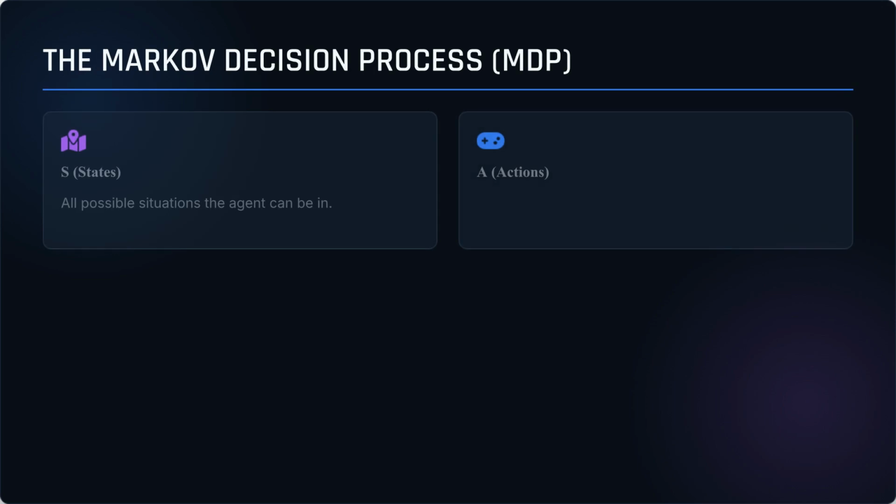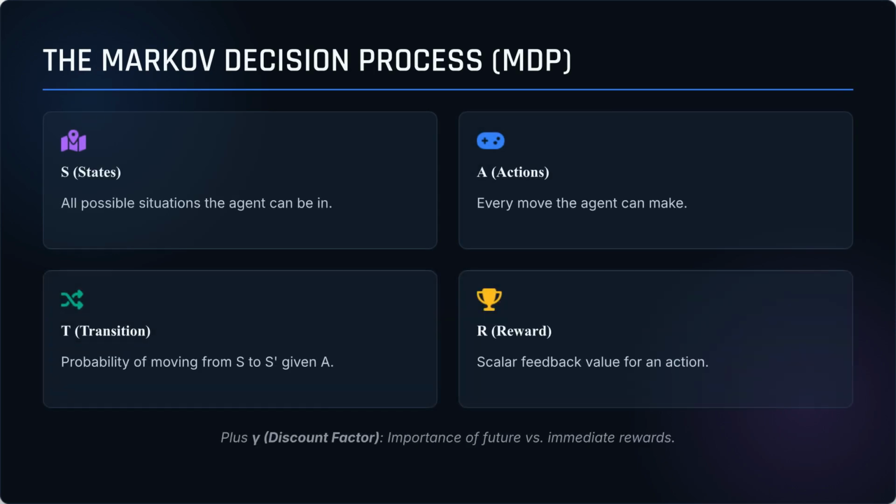The foundation of most RL problems is the Markov decision process, or MDP. It is defined by four core components: states, actions, transitions, and rewards. We also have the discount factor, gamma, which determines the importance of future versus immediate rewards.